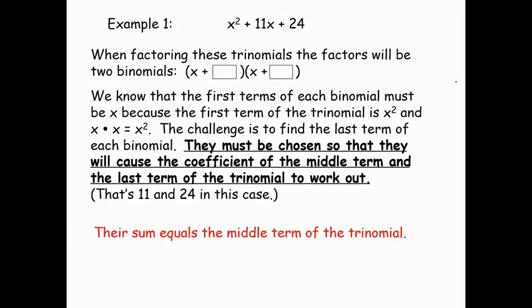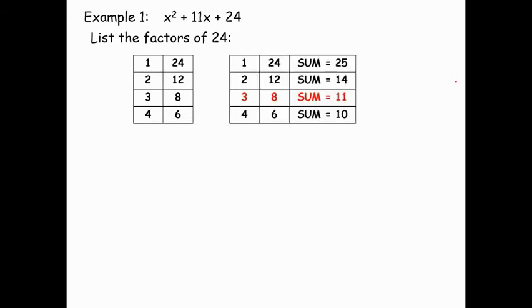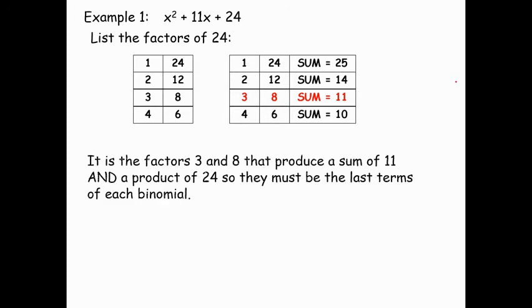Their sum equals the middle term of the trinomial. So something plus something equals 11. Their product equals the last term of the trinomial. So something times something equals 24. We're going to list the factors of 24, okay? We have 1 and 24, 2 and 12, 3 and 8, and 4 and 6. Notice that when we sum these numbers together, we get 25, 14, 11, and 10. So you can see that 3 and 8 give you a sum of 11.